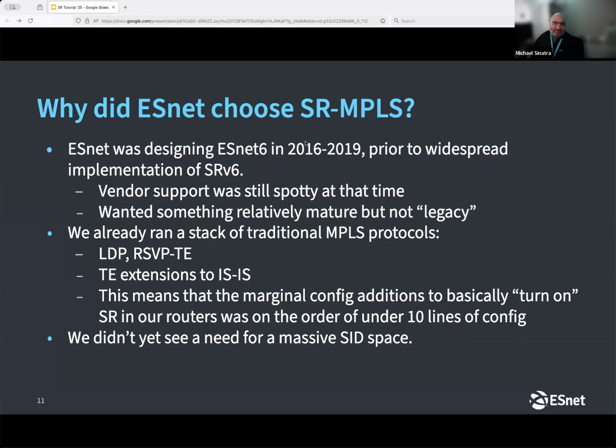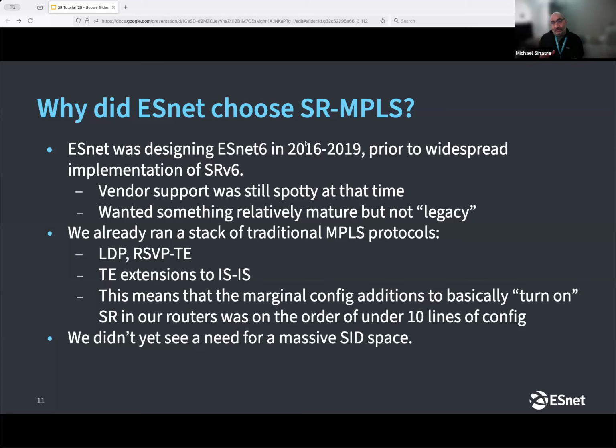So why did ESnet choose SR-MPLS, particularly over SRv6? And this is the Michael Lambert question that I alluded to earlier. A number of people have asked this question, both myself and Nick Braulio, who's also, we were both involved in this decision back in the 2016 to 2019 timeframe. And that was prior to the widespread implementation of SRv6. In particular, vendors weren't really moving fast at that time onto SRv6 because they didn't really see a huge need for it. And that was kind of the vibe we were getting from vendors, was that they were saying, well, we could implement SRv6, but there's not a huge demand for that level of label space.